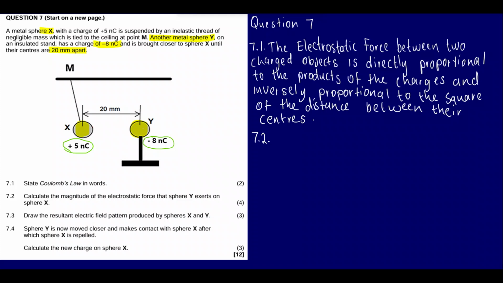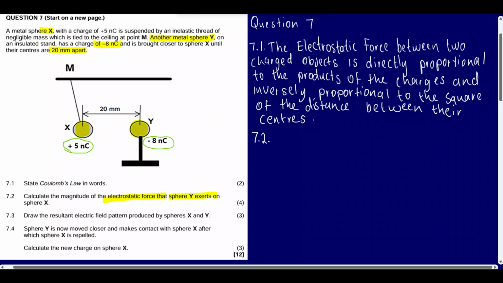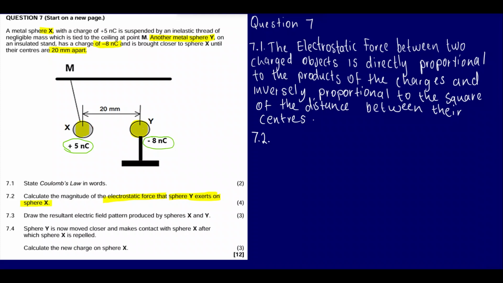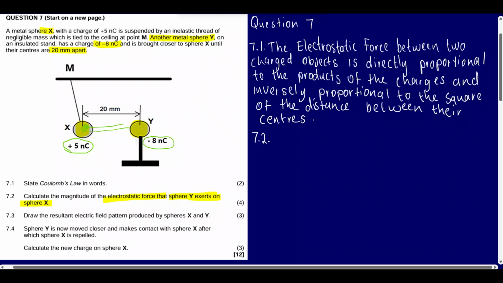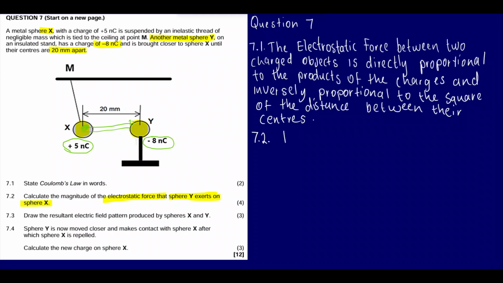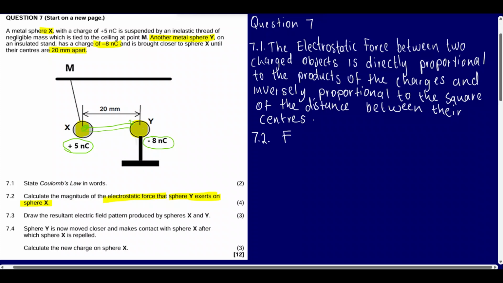On the second question here, they want us to calculate the electrostatic force that sphere Y exerts on sphere X. So remember, because these two charges are placed some distance apart, one charge is experiencing some electrostatic force due to the other one, and also the other one experiences the very same amount of force due to this one. So let's now calculate this amount of force. This experiences a force due to the other charge, and this also experiences a force due to the other charge, right? So let's calculate that force.